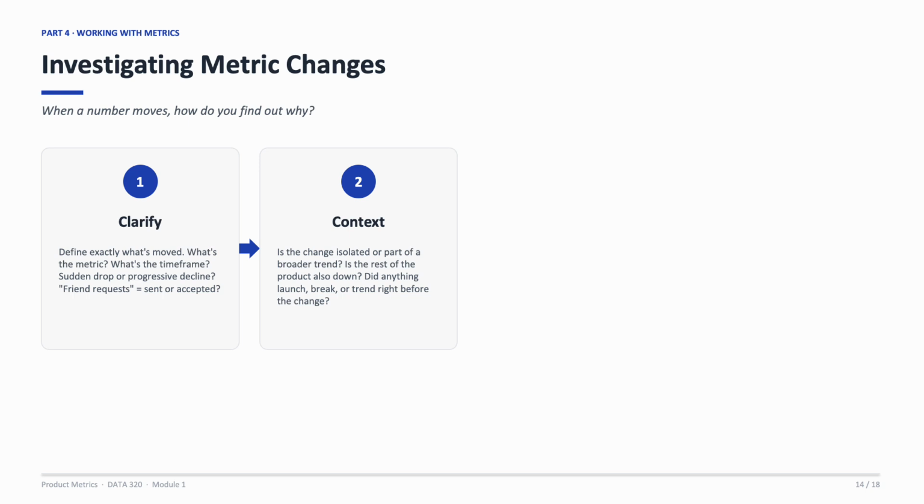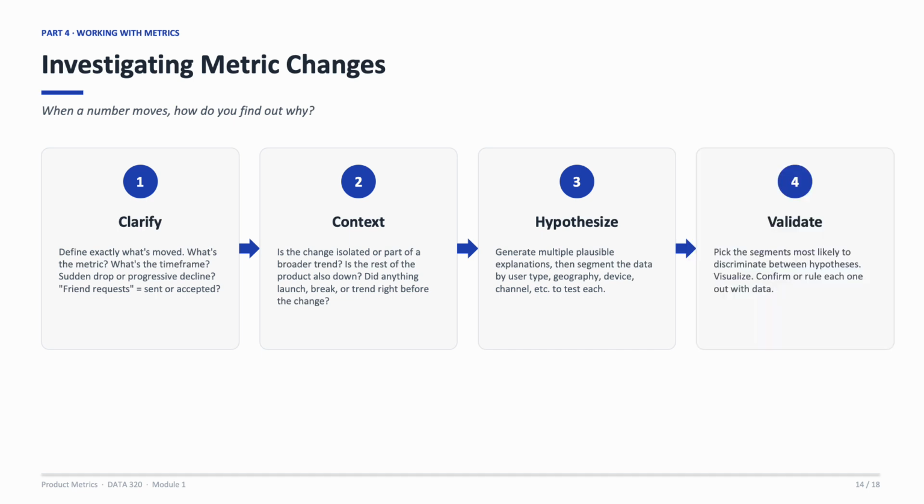Context. Is the change isolated or part of a broader trend? Is the rest of the product also down? Did anything launch, break, or trend right before the change? Hypothesize. Generate multiple plausible explanations. This is where the MECE concept comes in; I'm going to explain it in the next slide. And then validate. Pick the segment most likely to discriminate between hypotheses. Visualize the data, confirm or rule each one out.